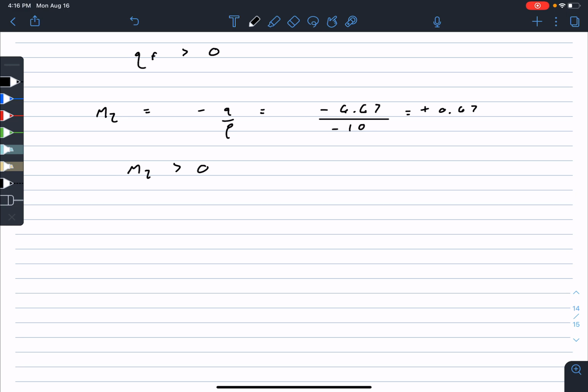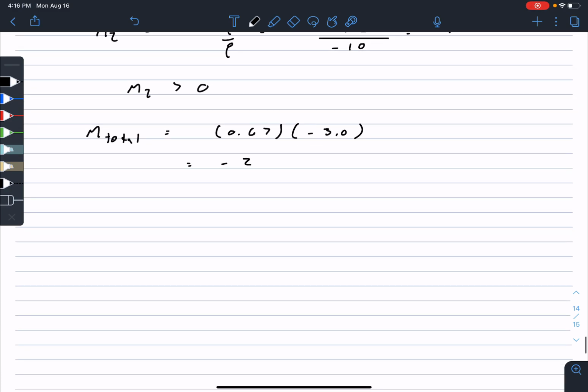All right, so now we have M total magnification: 0.67 times negative 3 is equal to negative 2. So M is less than 0. So the final image is inverted. It's 2 times larger. We know it's real, and it's behind the lens.